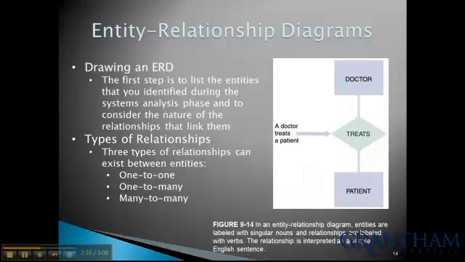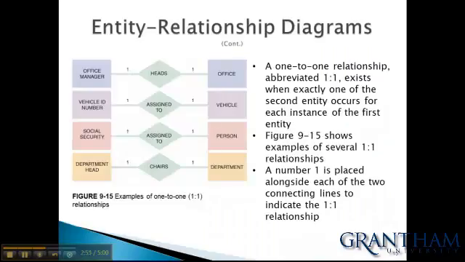With databases, you have an entity relationship diagram. The first step is to list each of the entities that you identified during the system analysis phase and to consider the nature of the relationship that linked them. There are three types of relationships when creating an entity relationship diagram: a one-to-one, a one-to-many, and a many-to-many.